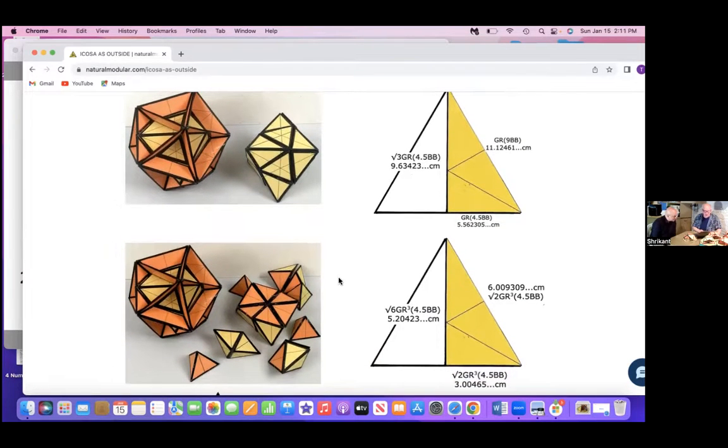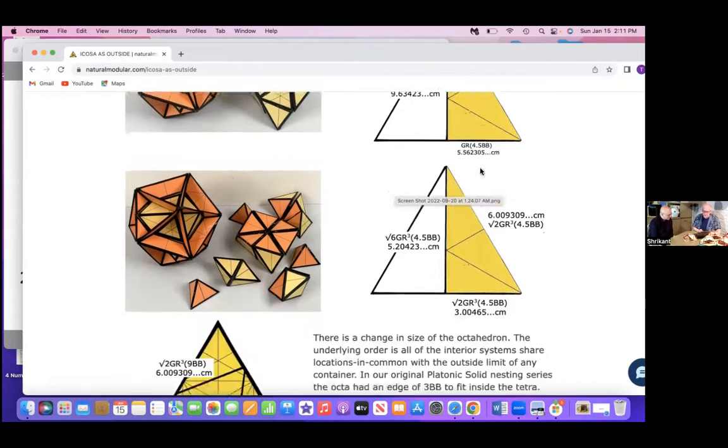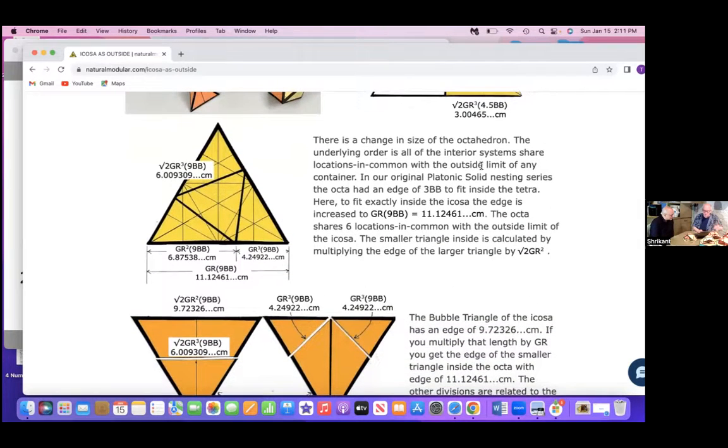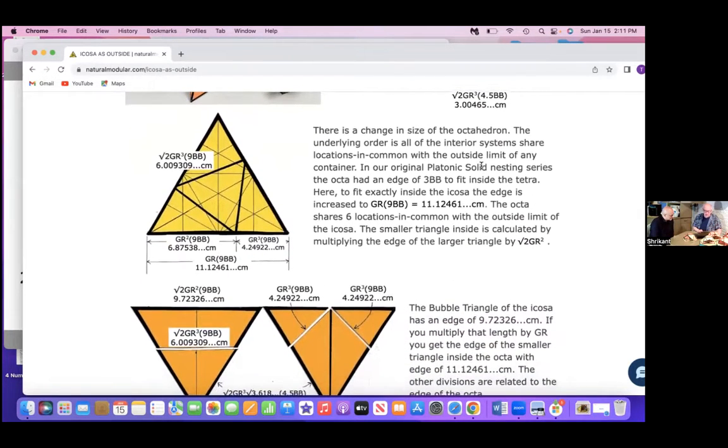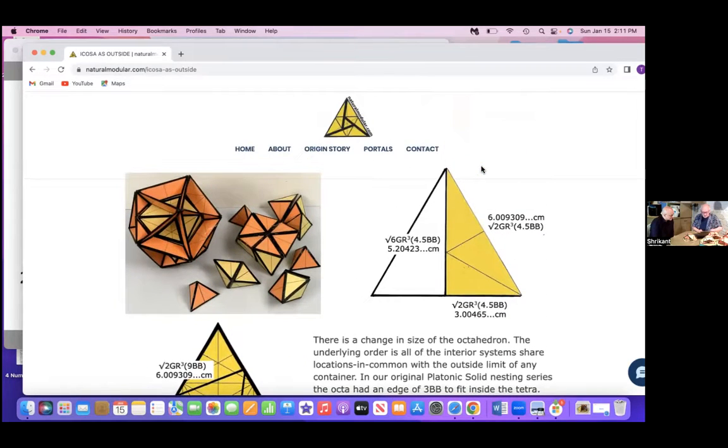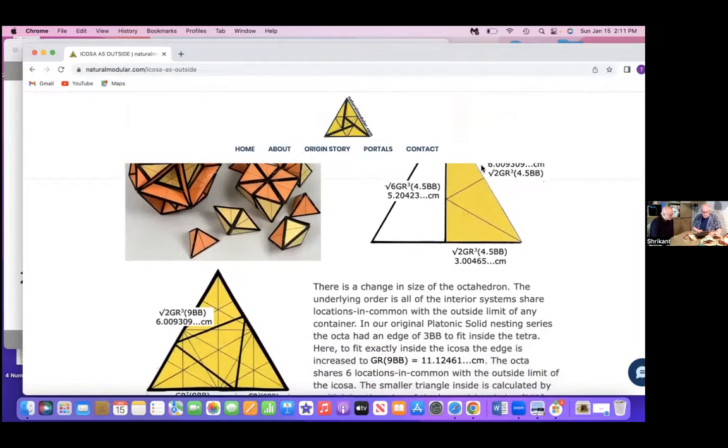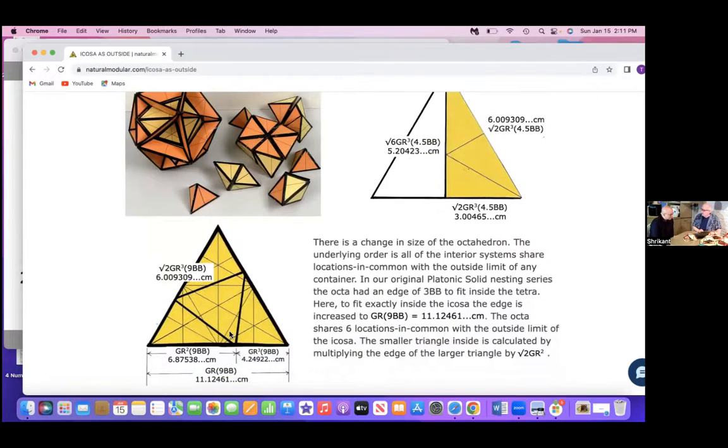And then the octahedron that fits inside. This beautiful symmetry, because this is a different size, because before it fit inside the tetrahedron. This one, all of these need to fit inside the icosahedron. So it becomes the golden ratio times 9 BB. But it's always this beautiful symmetry that's going on. And you see that there's a 60-degree triangle inside there as well, which is the same, where the icosahedron fits inside the octahedron, it's the same.